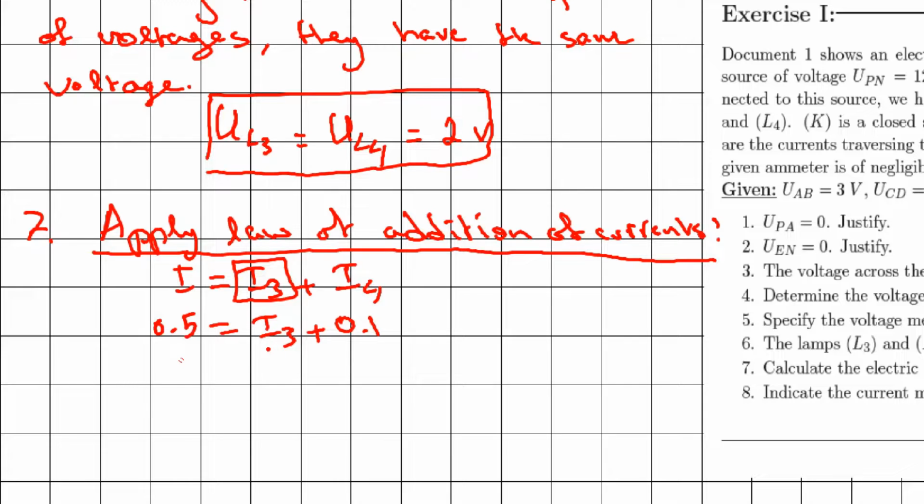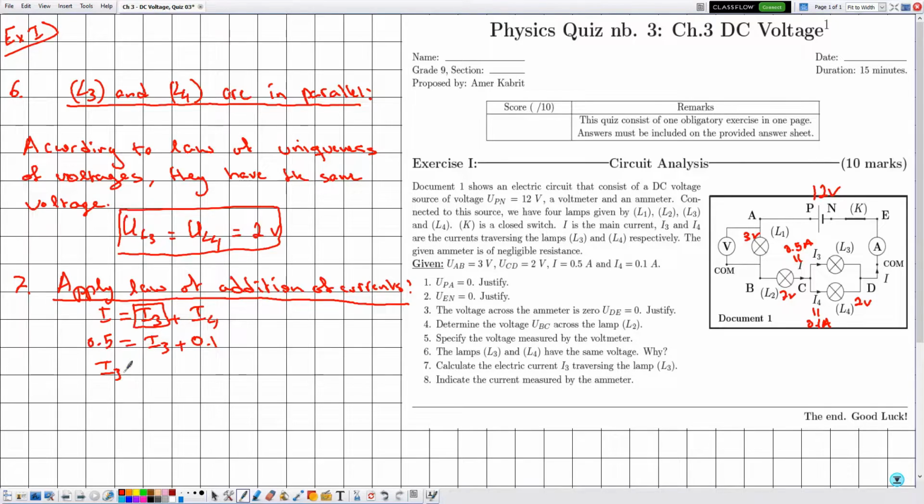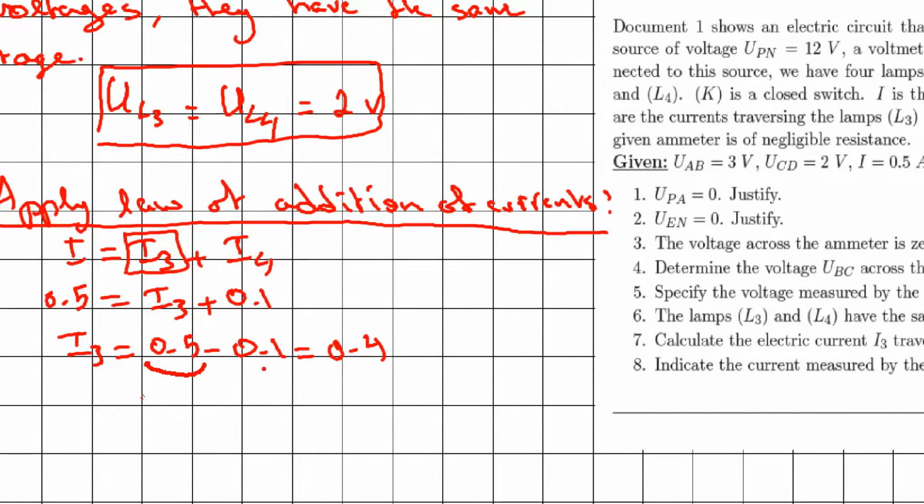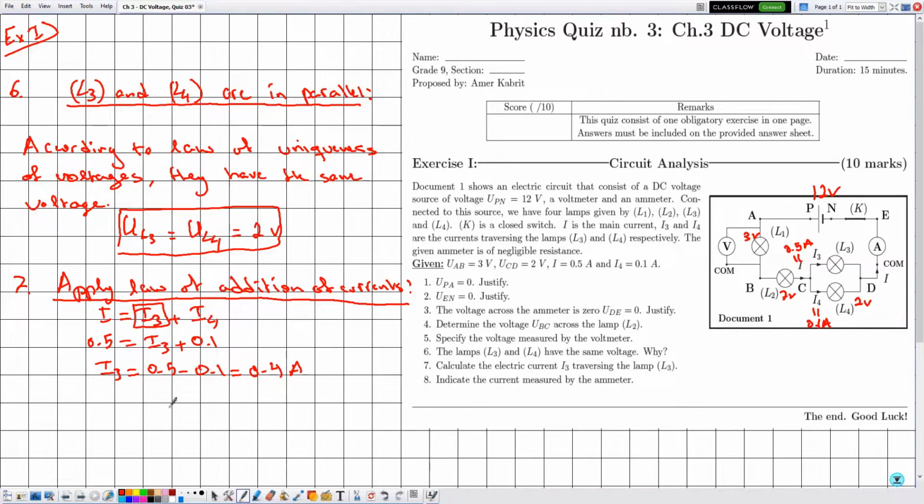How do you solve this equation? We put I3 on one side and all the other numbers on the other side. Then I3 is given by 0.5 minus 0.1, which is equal to 0.4. Since both 0.5 and 0.1 are expressed in amperes, the value of I3 will be expressed in amperes. Then I3 is equal to 0.4 amperes. And now let me label this current on the electric circuit here.